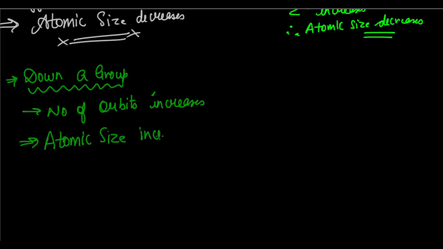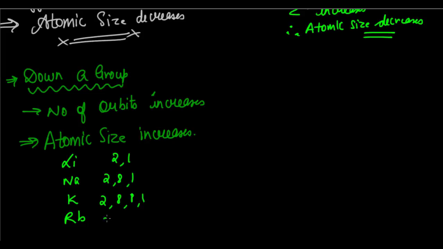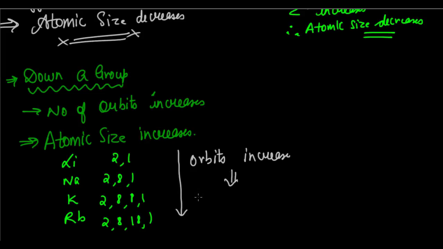So for example, lithium, sodium, potassium, rubidium. As I've told you before, the configurations are 2,1, 2,8,1, 2,8,8,1, 2,8,18,1. So these are the configurations. Now if you see here, the number of orbits keeps increasing, right? And since orbits increase, this results in an increase in atomic size.